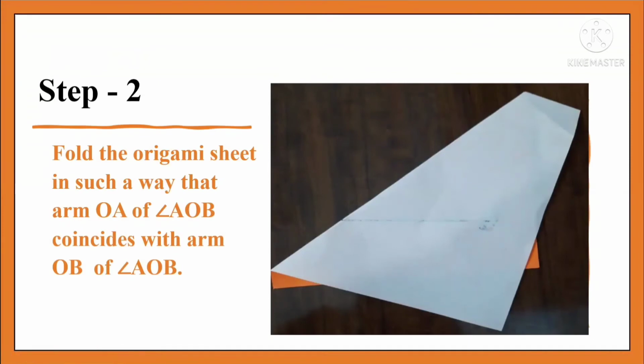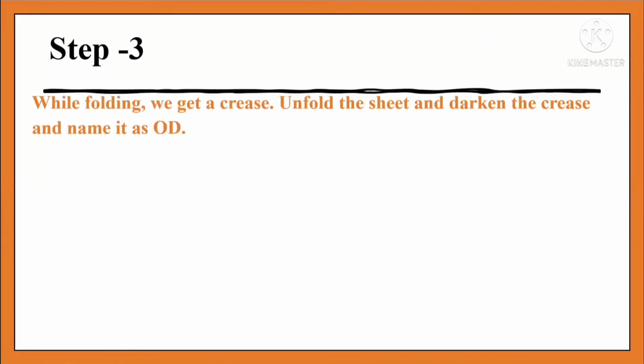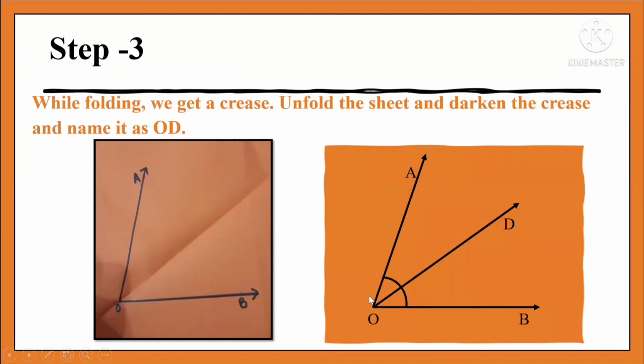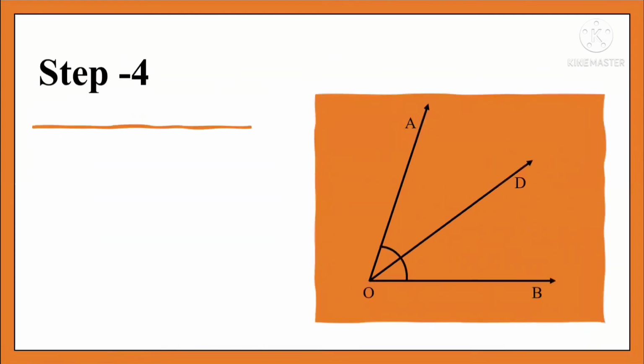Okay, now what is the next step? While folding, we'll get a crease. So I'll unfold the sheet, darken the crease and name it OD. You can see here that on unfolding, this kind of crease will appear. I'm going to darken this crease and mark it as OD. Remember, that will be your pasting work. This OD crease should be shown on the paper that you have pasted.